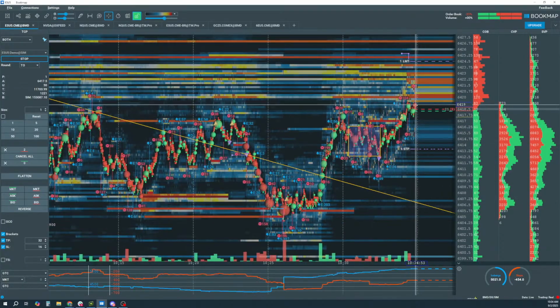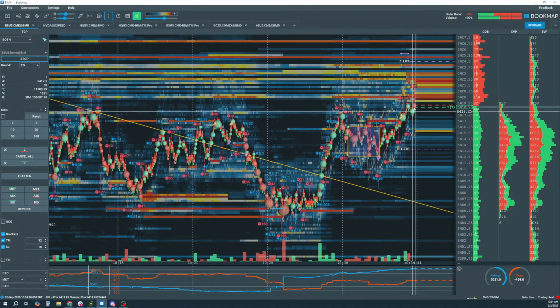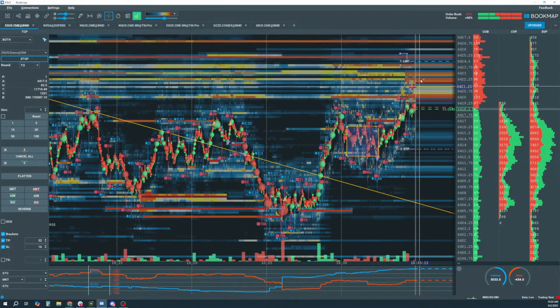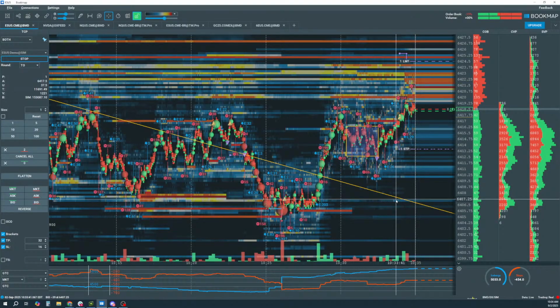And again, this should be a quick move up here. It should not go back and forth. It should go rather exponential.